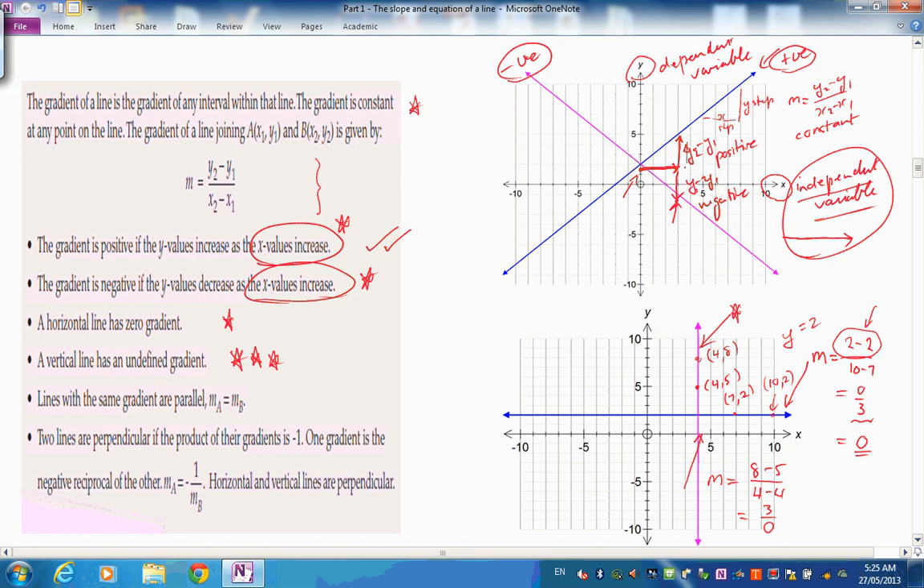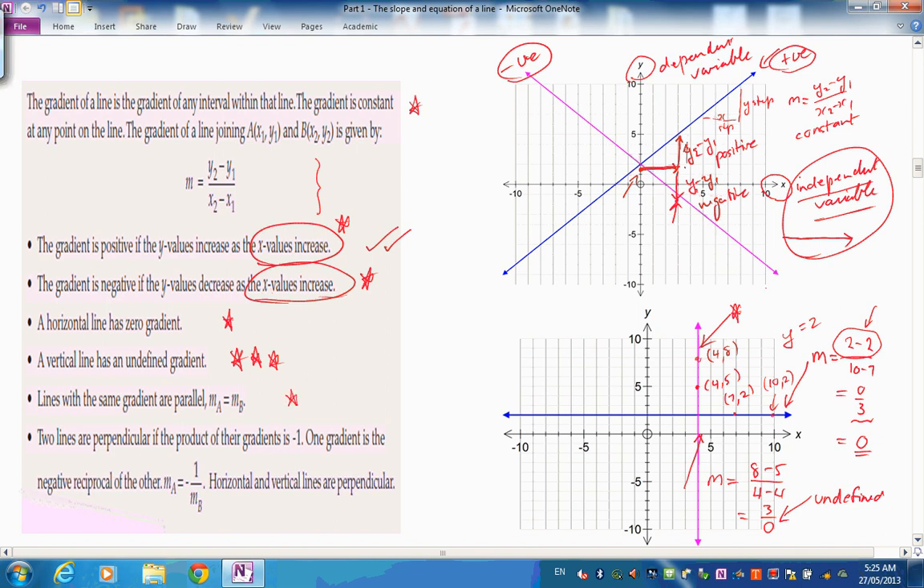All the x's trace back in a vertical line to the same value. And so you're always going to get that 0 down there, and you know in mathematics division by 0 is not defined. So we have the result: a vertical line has an undefined gradient. Alright, let's do the last couple here.